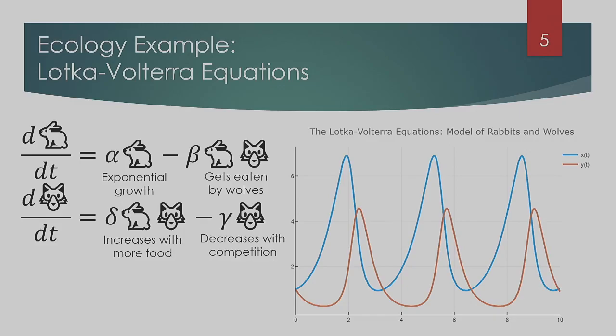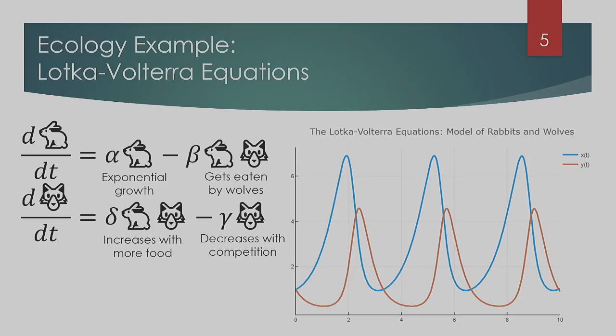Now, the interesting thing about these differential equations is that they're highly structural, right? They're highly mechanistic. What we're basically saying is that rabbits have exponential growth. That's what this term means. And then that rabbits die when they get eaten by wolves. This is what this term means, right? In the next term, you say, if you have more wolves, then the amount that wolves change must decrease, right? Because more wolves are competing over the same food. And so this term has a meaning. Also, if you have more rabbits, then you'll increase the amount of wolves that you get because you'll have more food.